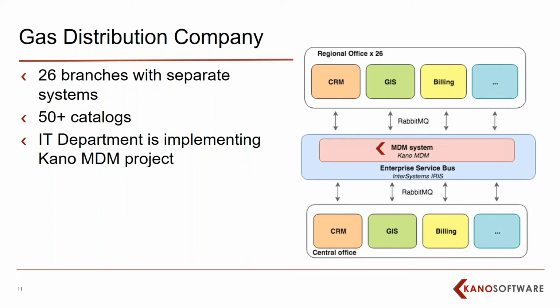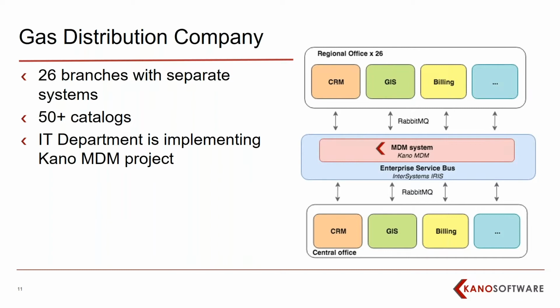In this project, the process of keeping master data actual and relevant uses a publish-subscribe mechanism. Target applications are subscribed to changes in whole catalogs or records. Most applications in this company are connected to each other via RabbitMQ messaging. So CAN-MDM is using the community InterSystems IRIS adapter to connect to RabbitMQ.